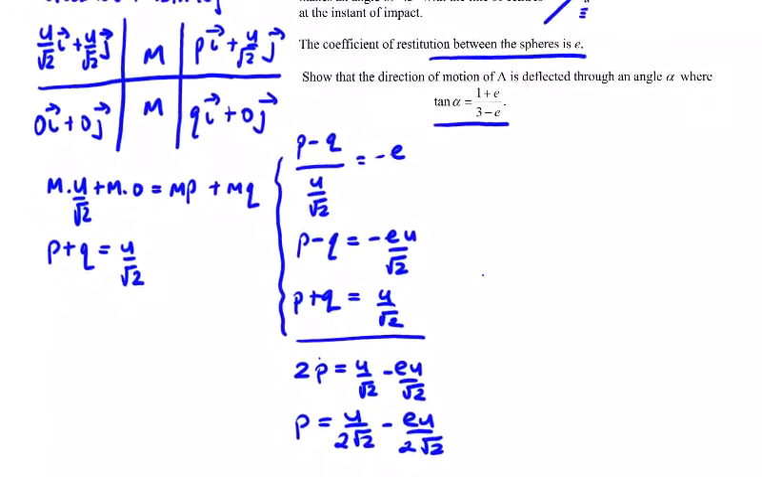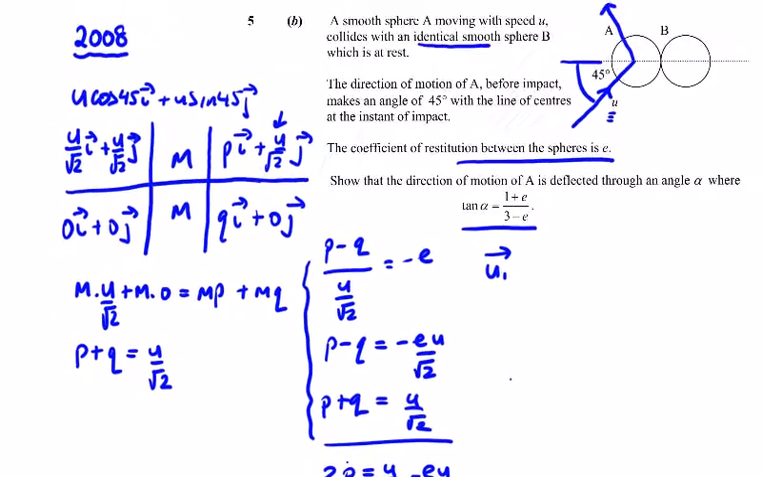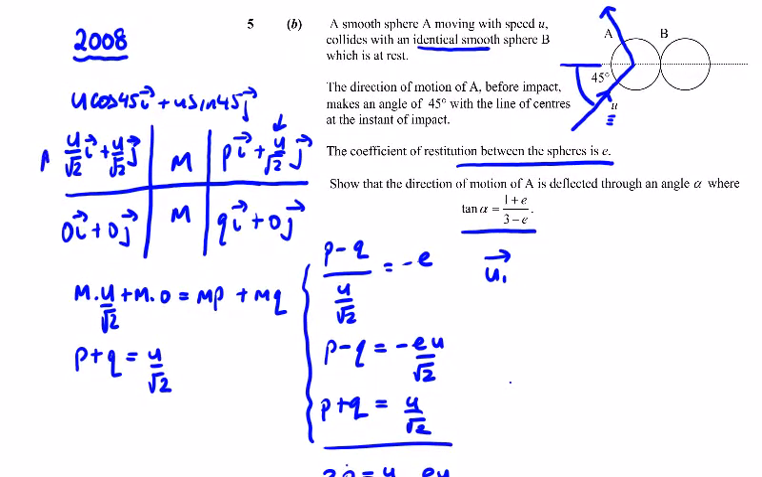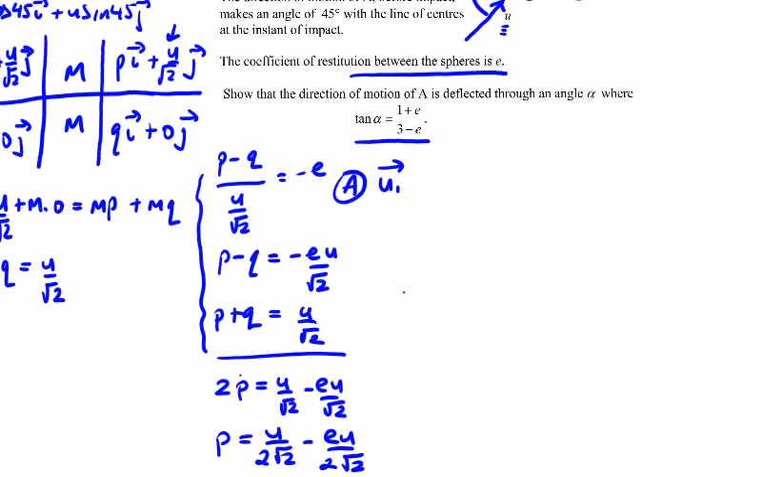So for the angle of deflection, I'll put the p in and bring in the u here. So my vector now, did I call these A and B? A and B, we should have labeled them A and B. So we're looking at A. We now have p, which is u over 2 root 2 minus eu over 2 root 2 in the i direction, plus u over root 2 in the j direction.